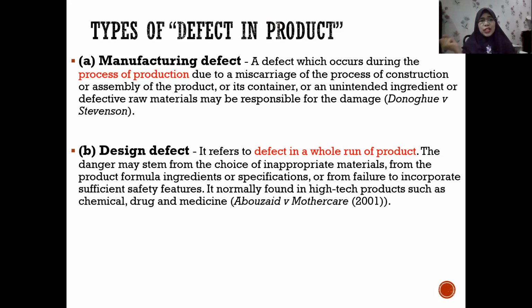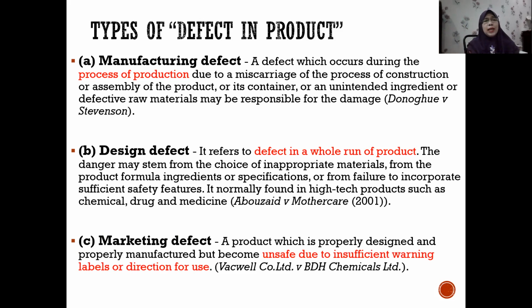Okay, for example, the danger may stem from the choice of inappropriate materials, from the product formula, ingredients or specification, or failure to incorporate sufficient safety measures. So normally it is found in high-tech products, such as chemicals, because it has to be very specific content. It must use certain specific ingredients, the correct mixture, correct proportion, right? Drug and medicine. So we have the case of Abu Zaid and Madake. We're going to discuss this case after this, reported in 201.